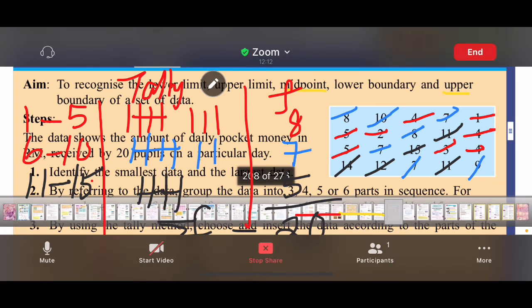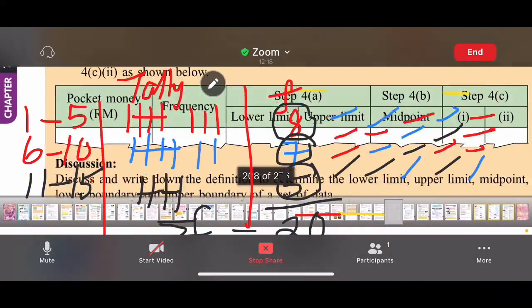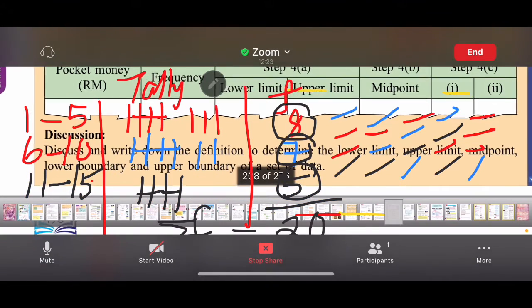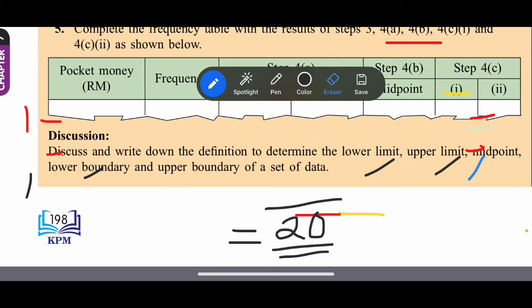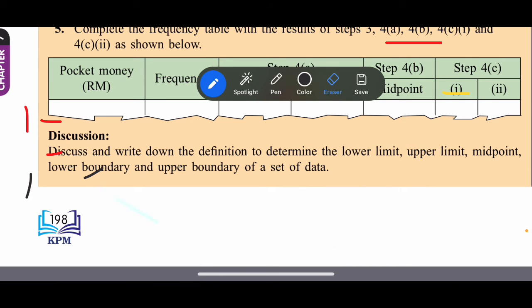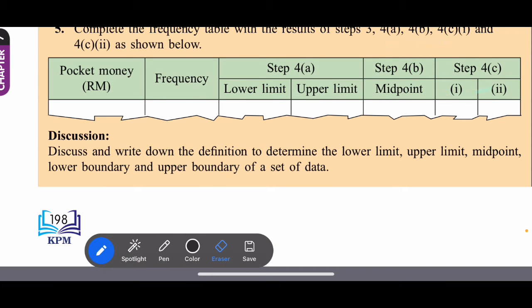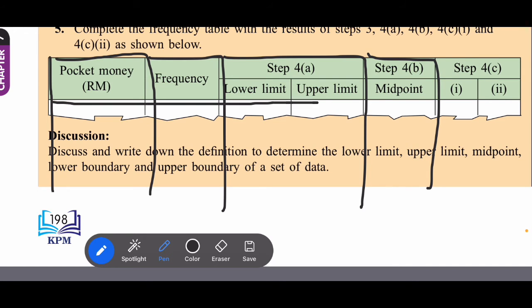Alright, so we're going to fill up this frequency into the frequency table. So what is a frequency table? So this is the so-called frequency table. Let me show you. So I'm going to draw the frequency table. So this is the class interval. So we have frequency, we have the lower limit, we have the upper limit, we have the midpoint. So basically for a frequency table, you should have all these.